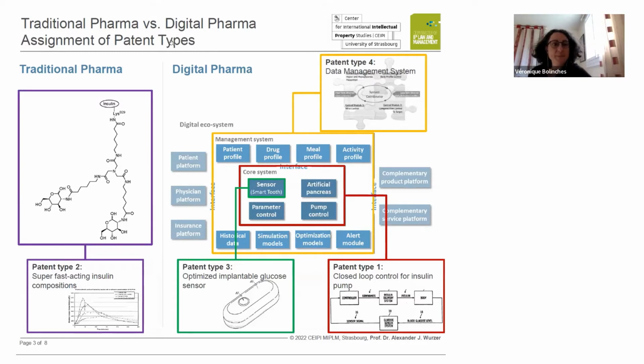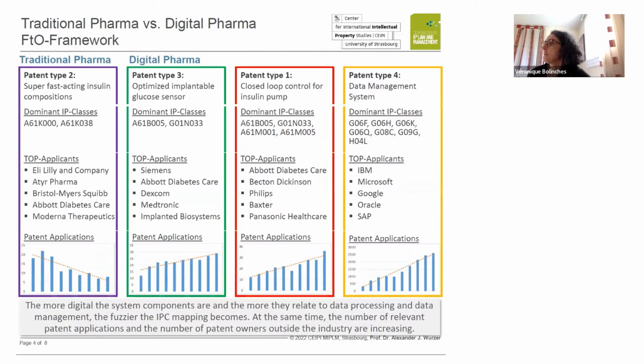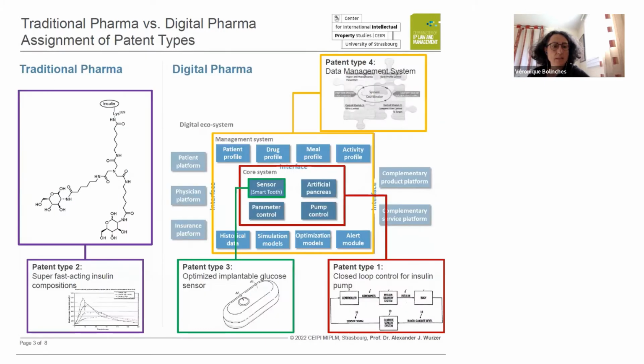Thank you, Johannes. So now let's talk about patent types and their assignment to our two business models. Could you go to the previous slide? Thank you. We are going to talk about patent types.